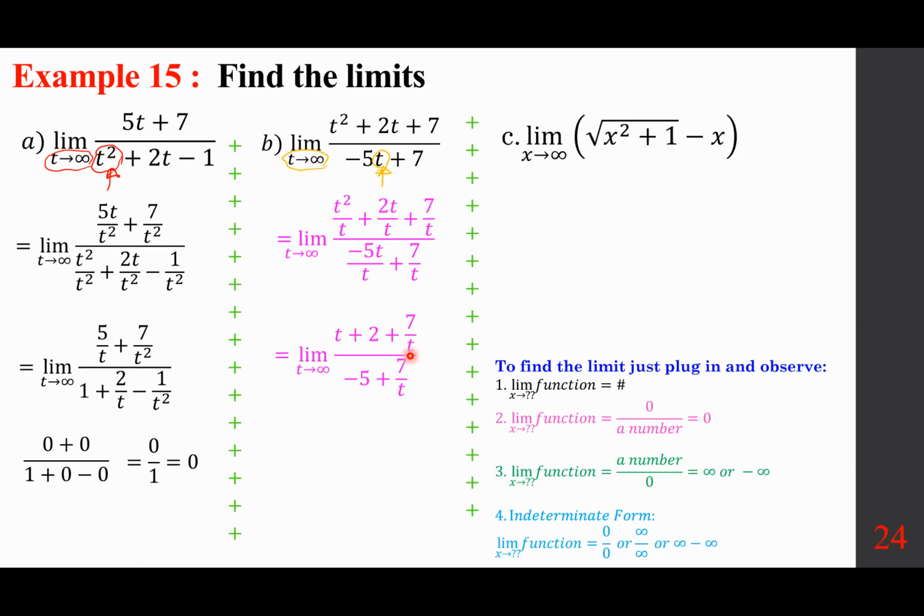Now we're going to plug in. This is infinity, this is t, this is 2, this is 7 over infinity, which means 0. This is minus 5, this is 7 over infinity, which means 0. So it's important to know that the top is infinity plus 2 or plus 20,000 or minus 20,000 or divided by 10,000, or times 10,000. The top is infinity.